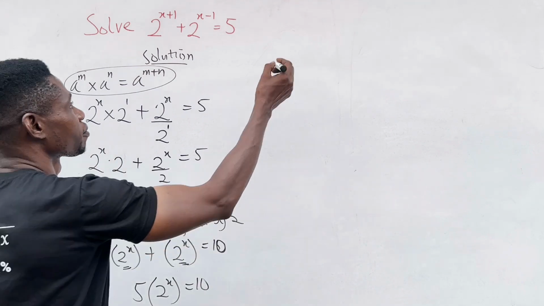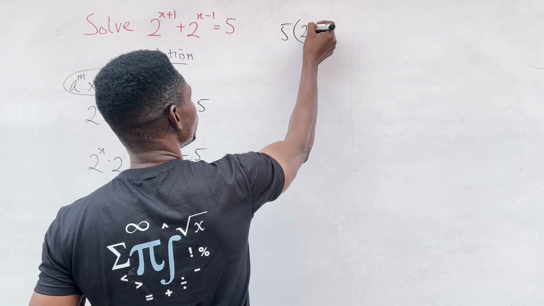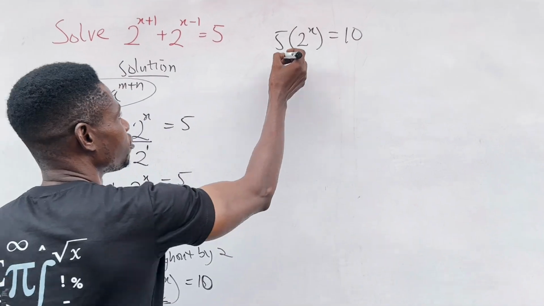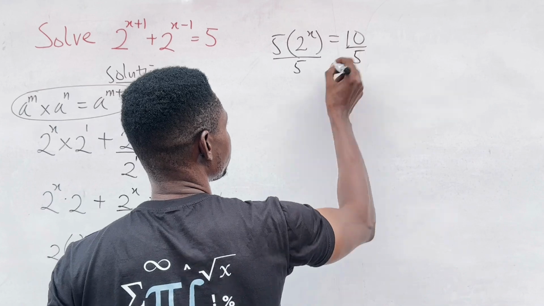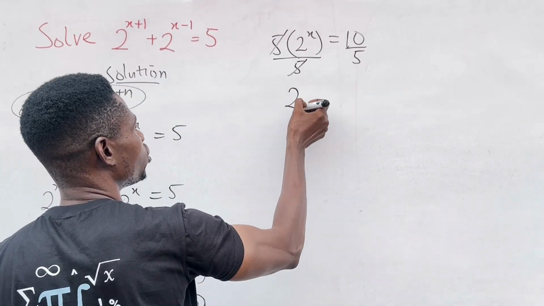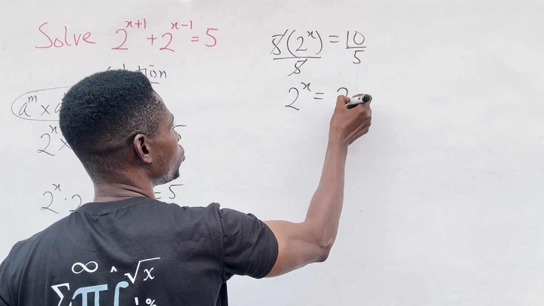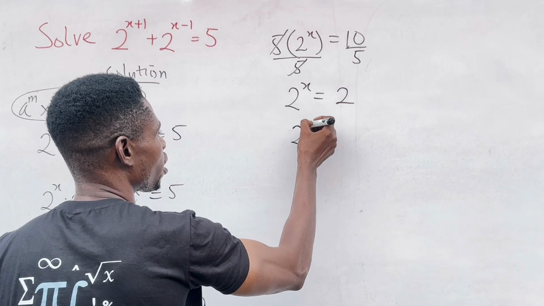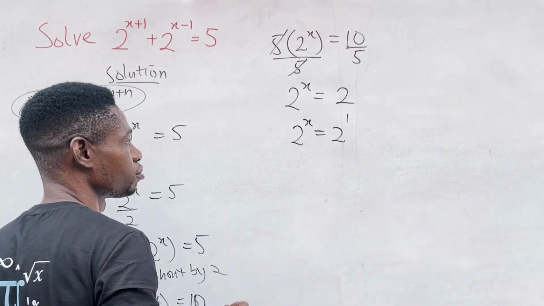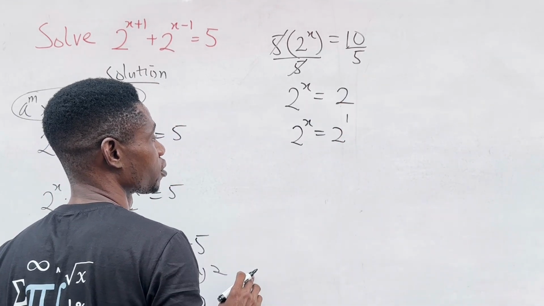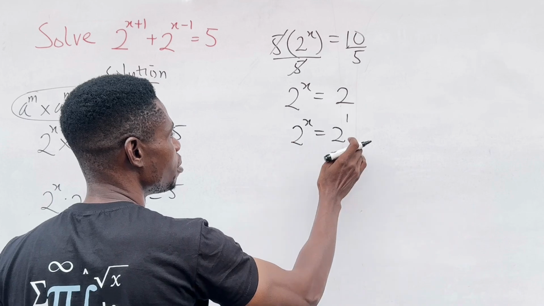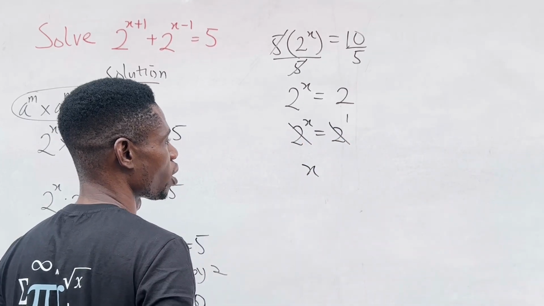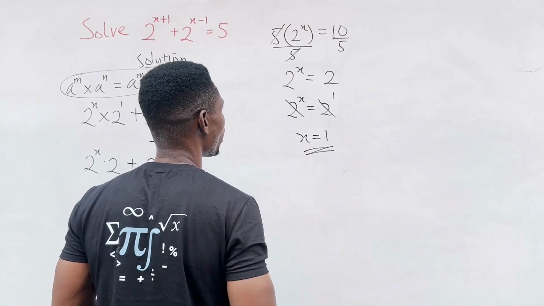So 5 into 2 raised to the power x equal 10. Yeah, that's what we have from here. So we can divide both sides by 5, so that 2 raised to the power x equal to 2. So 2 raised to the power x equal to 2 raised to the power 1. 2 raised to the power 1 is 2. So since the bases are the same, we can equate the powers. So if we equate the powers, we have x equal to 1.